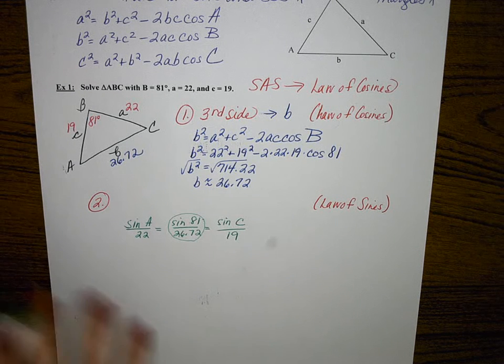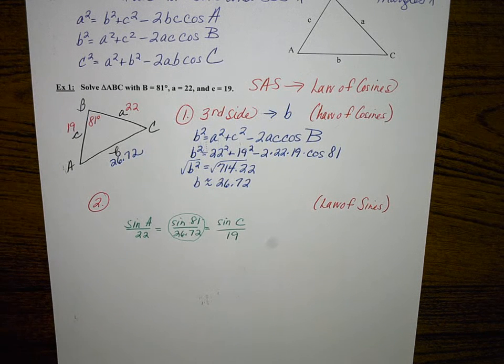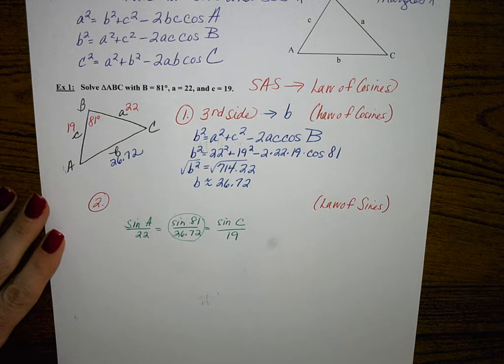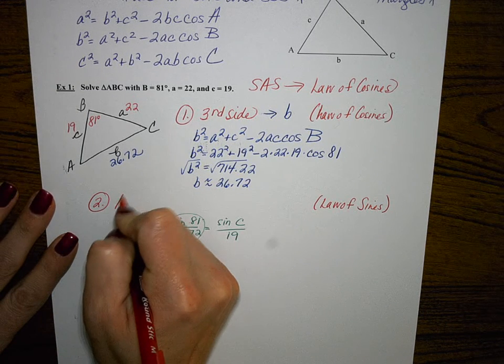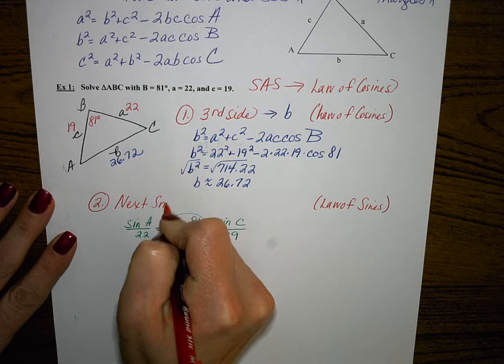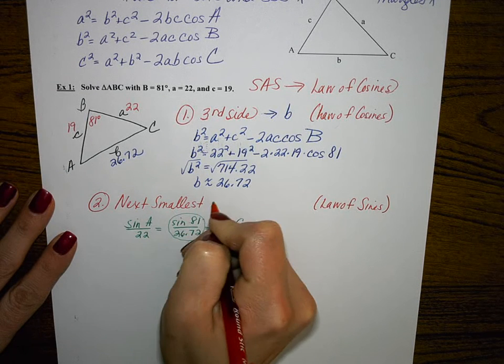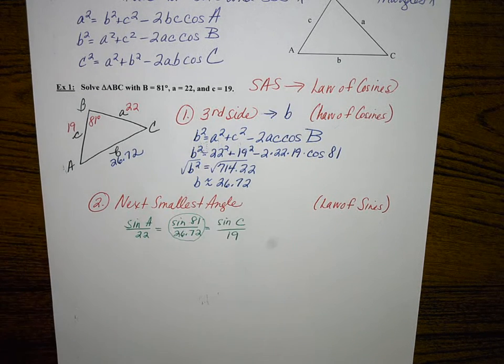But we need to be very, very careful here, okay? We need to make sure, because we know that the sine of supplements is the same, correct? We want to avoid being in a situation where we might have more than one possibility for the sine of our angle. Does that make sense? So, in order to alleviate that, we will find the next smallest angle next. The second thing you want to do is find the smallest angle you do not know.